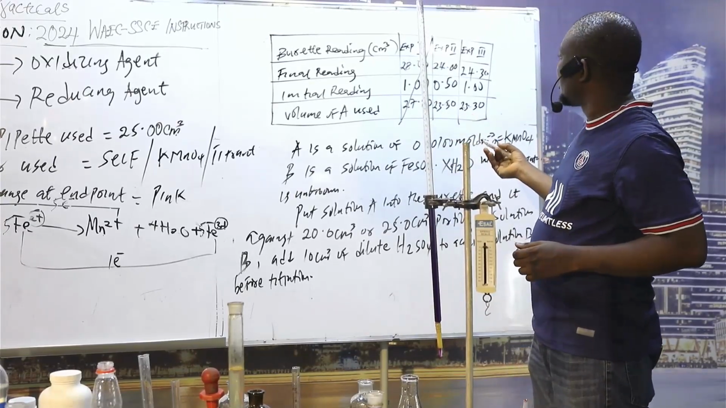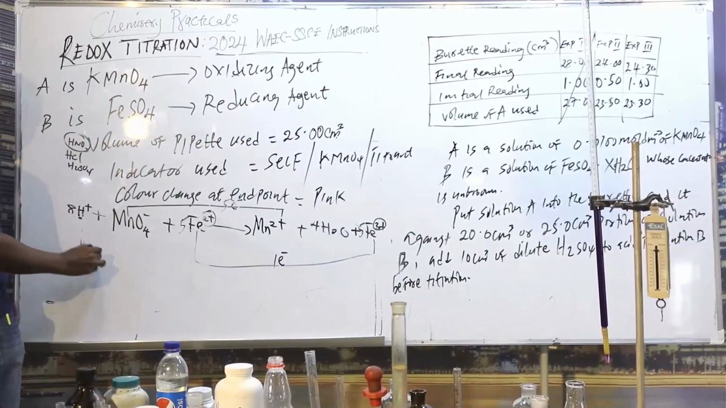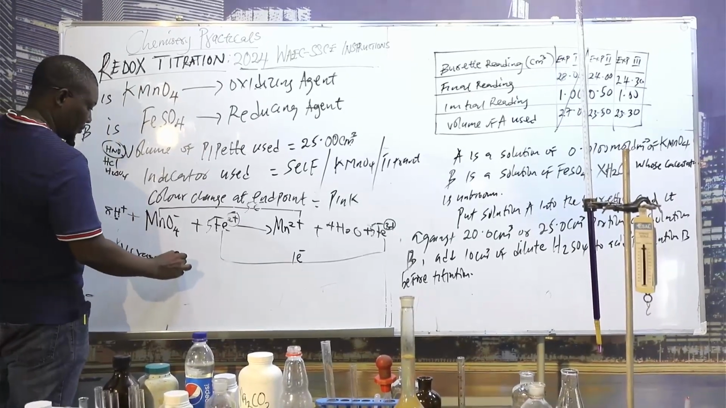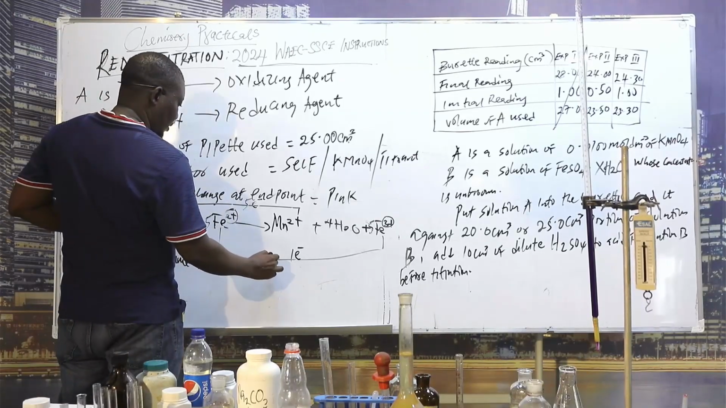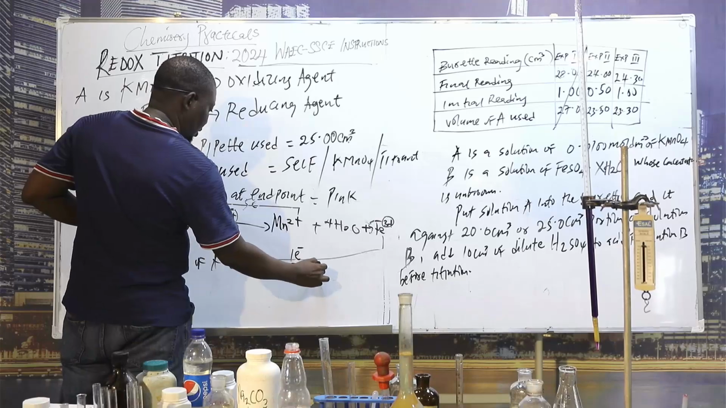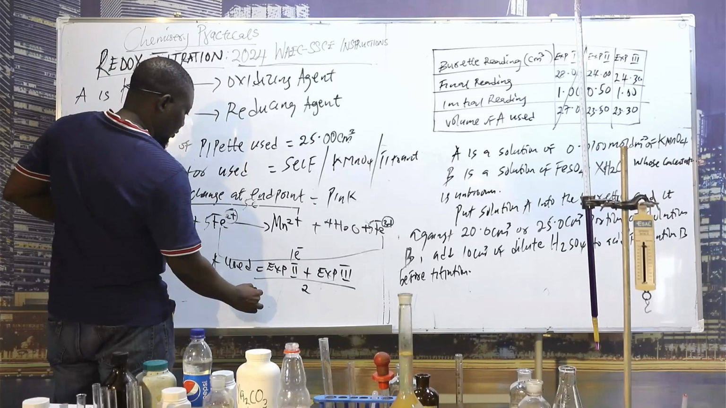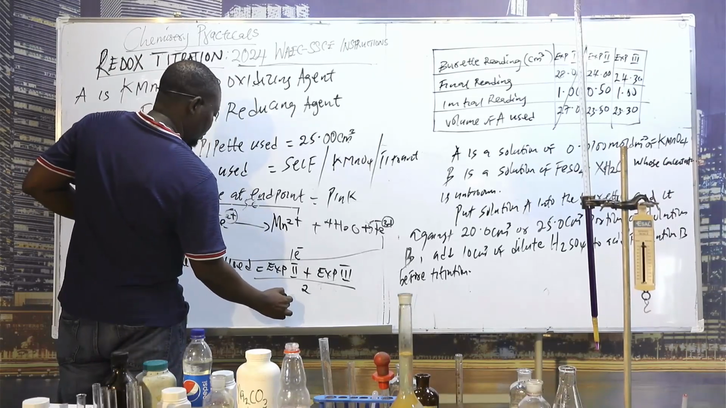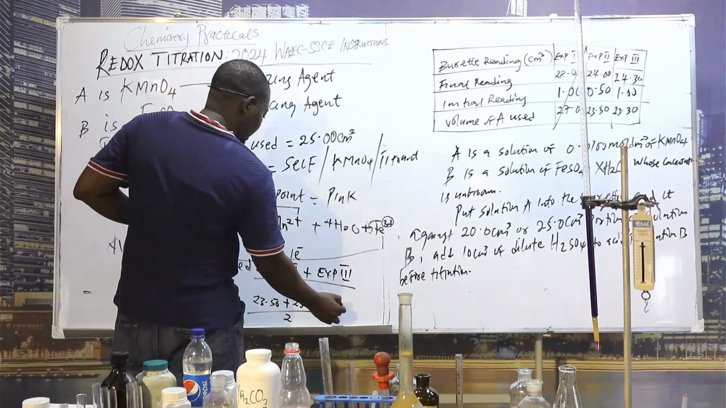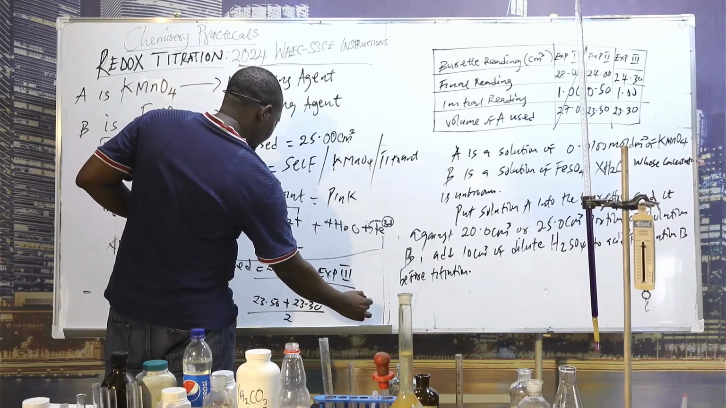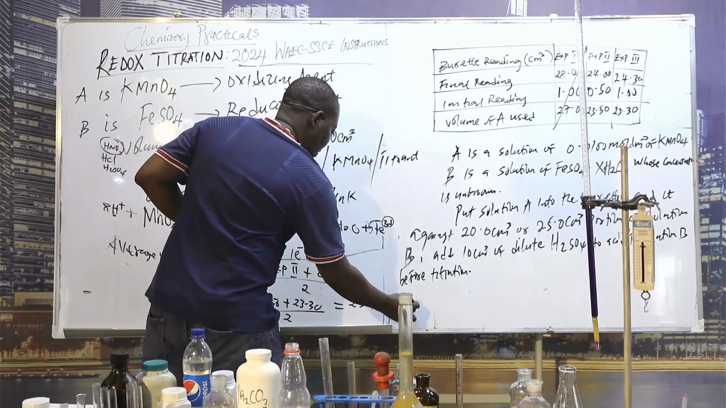Okay, so you're going to use what and what as your average. So what is going to be your average? Your average titre now will be what? Average volume of A used. So we use experiment 2 plus experiment 3 divided by 2, which is 23.50 plus 23.30 divided by 2, which is 23.40 centimeter cube.